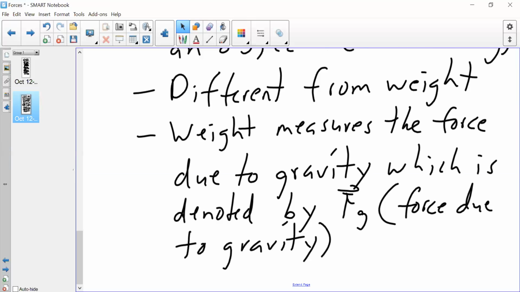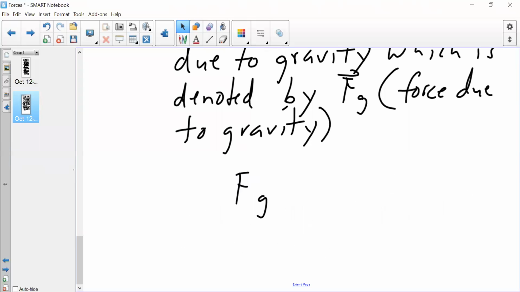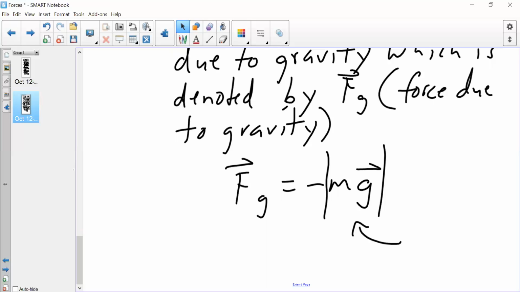Okay, so F sub G is going to be equal to, well, technically negative mg, where g is the acceleration of gravity. So that whole thing is your force due to gravity. This quantity inside is your weight. Understand that?